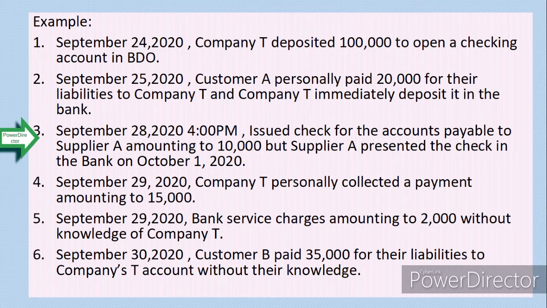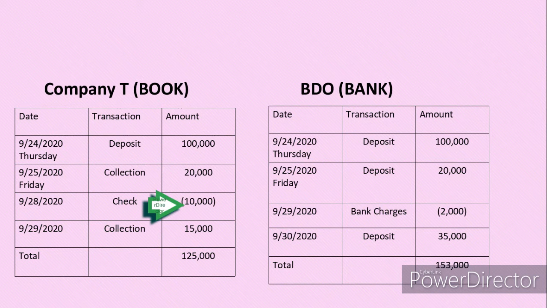Ang pangatlong transaction ay nangyari noong September 29, 2020. Mag-i-issue ng check ang company amounting to 10,000. Remember, in dealing checks, automatic magde-negative ang record mo sa cash per book dahil nagbayad ka ng liability mo. However, the check in this case is not yet reflected to the cash per bank dahil sa October 1st pa ito ipepresent ng customer sa bangko.